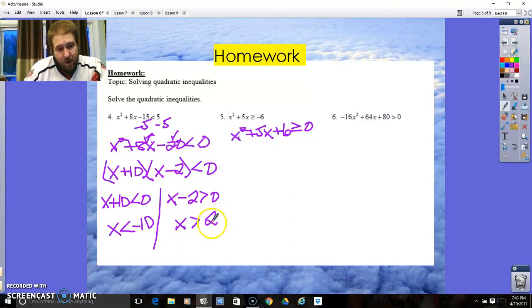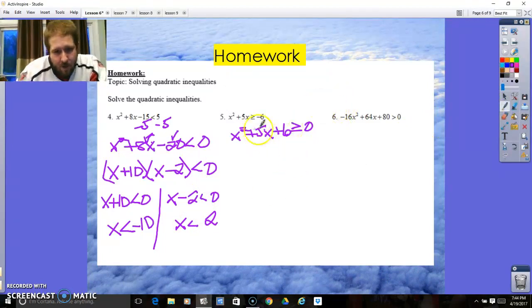When x is greater than 2. Let me just double check that. So let's make it 4. 4 squared would be 16. 8 times 4 would be 32. Minus 15 would be less than 5. Okay, no. Sorry for the 1 minute confusion. Nope, let's leave it the way it was. All right, so less than.